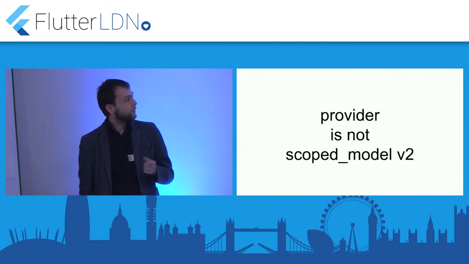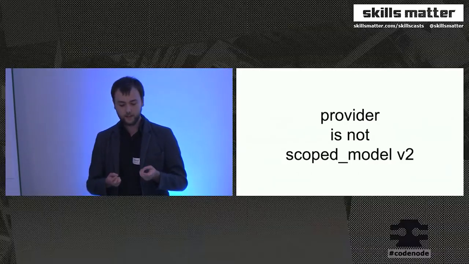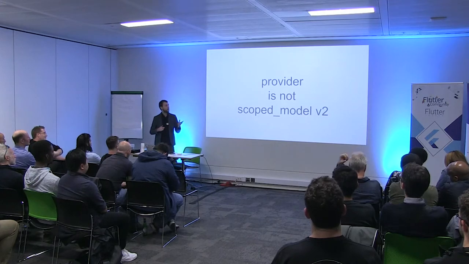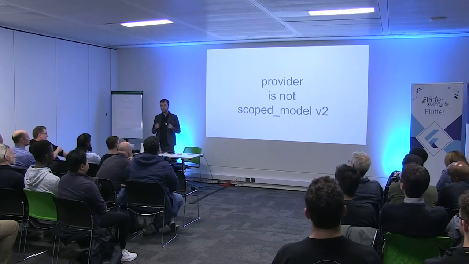So in that continuation, provider is not scope model. It does have some similarities, yes, sure. And if you combine, for example, provider with something like change notifier, if you know what that class is, then you can have an architecture that looks very similar to scope model. But you see, state management is a very big topic, and provider is not the world. It doesn't claim to solve the whole topic. It's just a little piece of state management.